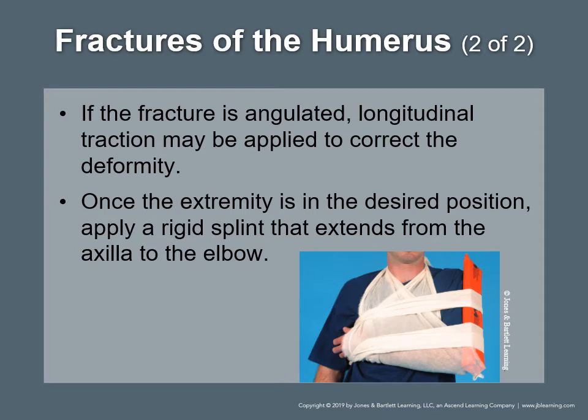If the fracture is angulated, longitudinal traction may be applied to correct the deformity. Once the extremity is in the desired position, apply a rigid splint that extends from the axilla to the elbow. Compartment syndrome can develop in the forearm in children with these fractures.